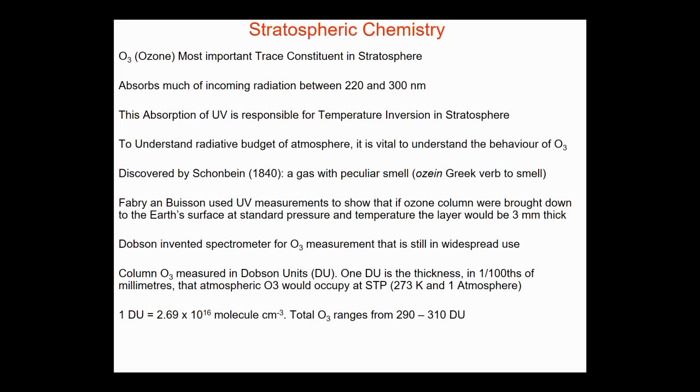If we were exposed to radiation at 220, 230, 240 nanometers, we would be dead. That radiation would be harmful. It will chemically change skin. Okay? We just couldn't live at the surface. We'd be digging holes and hiding underground. That's why it's important.